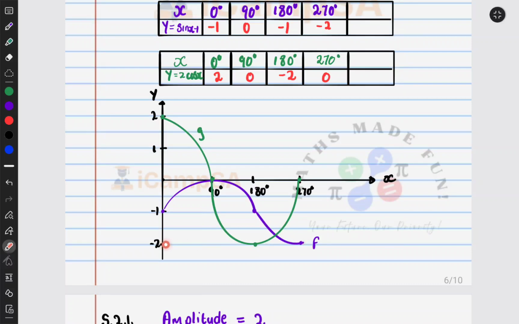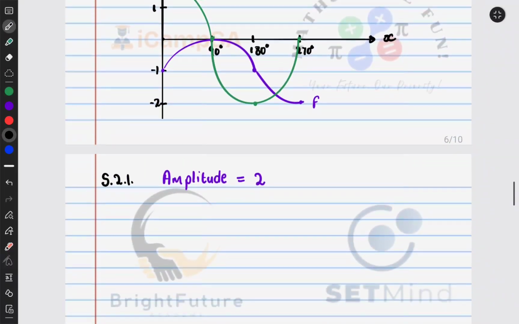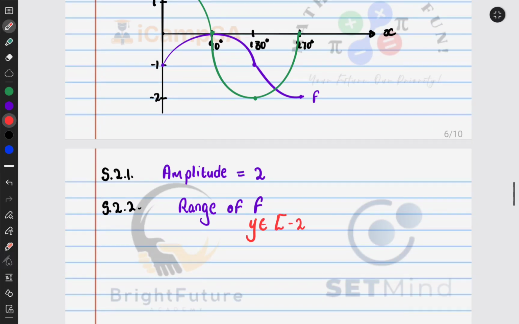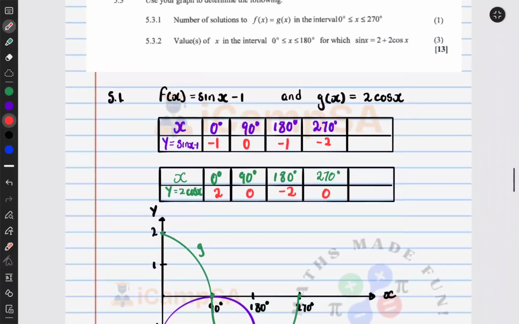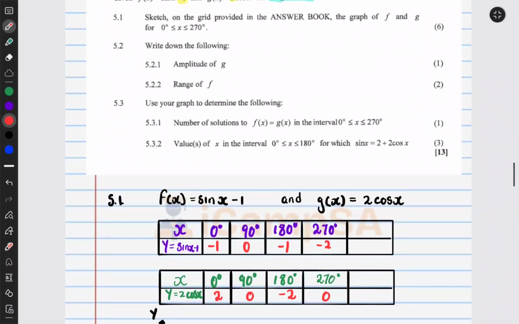The minimum point is here, -2, and the maximum point is there at 0. So for 5.2.2, the range of f will be, y is an element, we said it goes from -2 to 0. That will be the range of f.